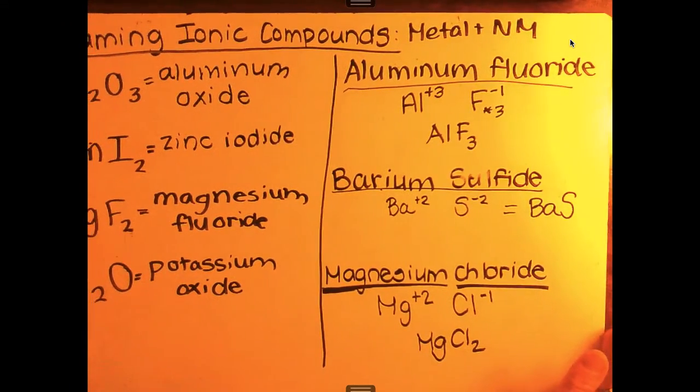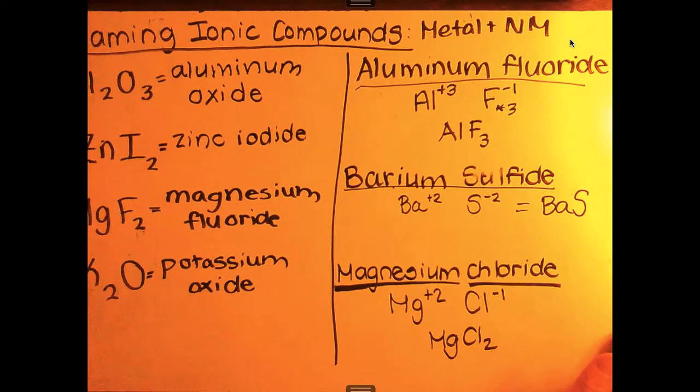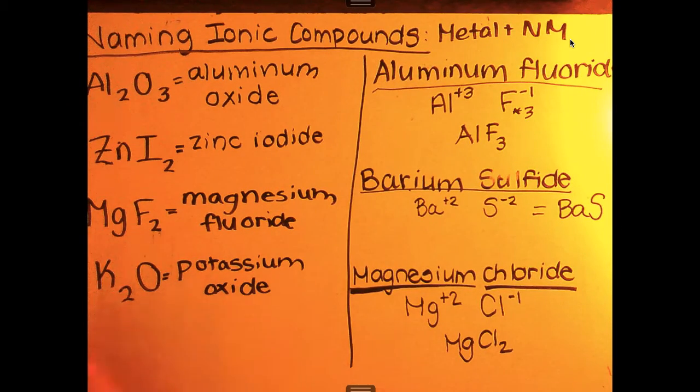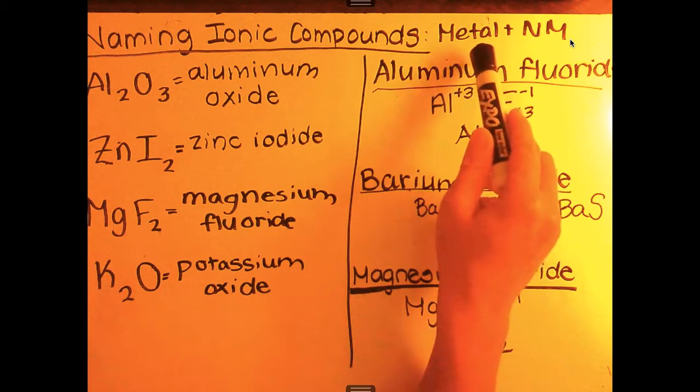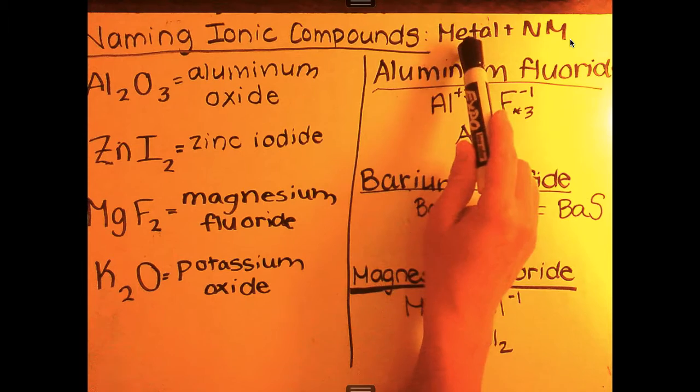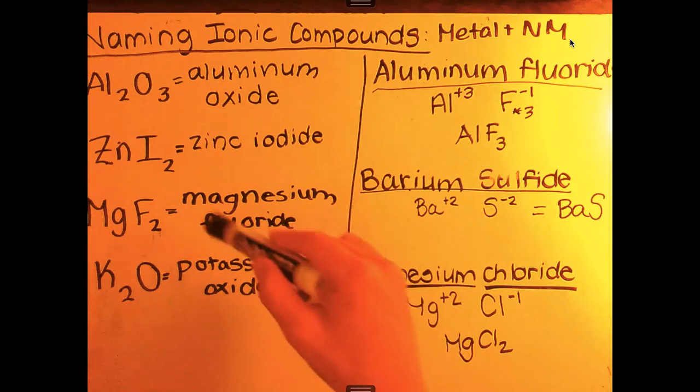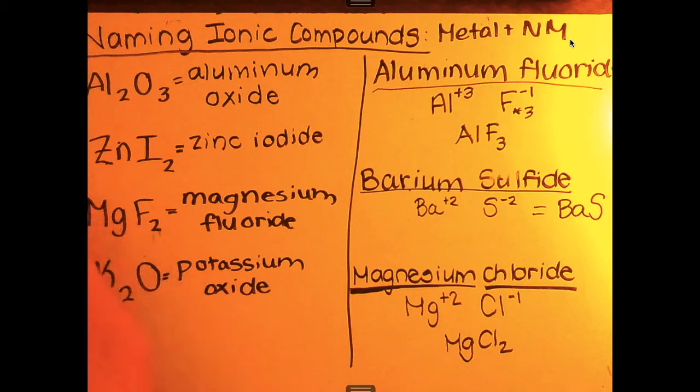This is definitely by far the easiest type of naming, but you still have to understand when to use it, which is why identifying that compound, saying, hey, this has a metal and a nonmetal, so this is the style of naming that I'm going to use. And that is it for binary ionic compounds.